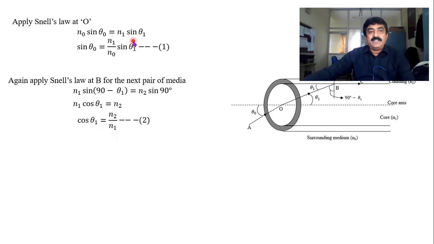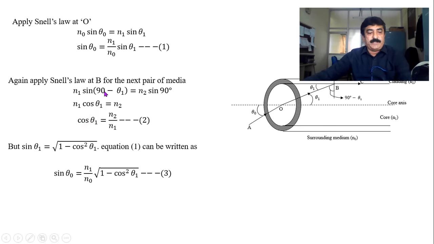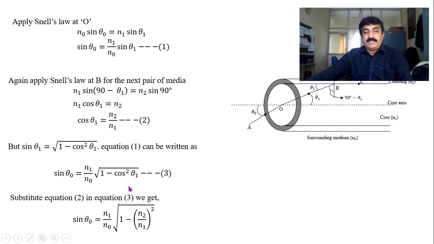Remember, my intention is to replace this sin theta. I have cos theta, convert cos into sin using this relation. Sin theta is equal to root of 1 minus cos square theta. So therefore equation 1 becomes sin theta naught equals N1 by N naught as it is, and in place of sin theta I write root of 1 minus cos square theta. Now cos theta is already there, N2 by N1, substitute and simplify.